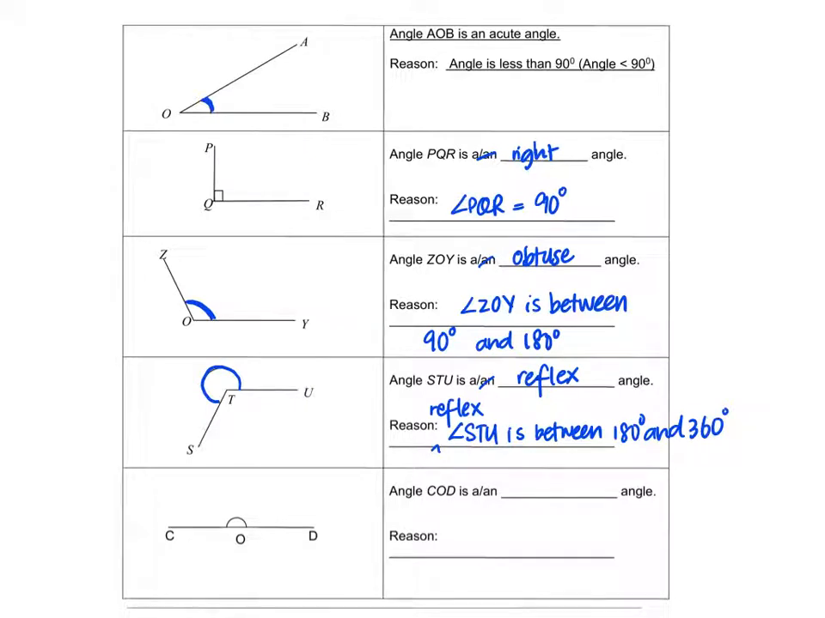Then next one, last but not least, angle COD is a straight angle. What do you mean by a straight angle? Well, they form a straight line. So the angle on the straight line here is 180 degrees. So angle COD is 180 degrees. Have you gotten your answer?